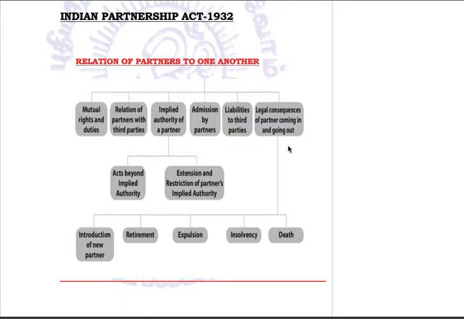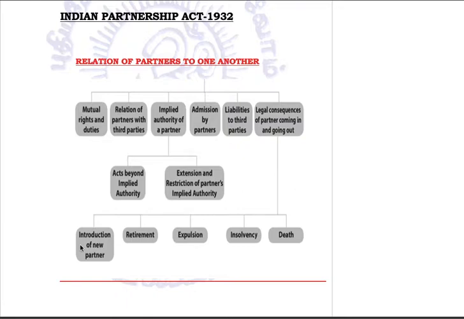Legal consequences of partners coming in and going out. Like we studied in the previous chapter, out of so many types of partners, two types are incoming partners and outgoing partners. So we will understand what the legal consequences are when a partner joins an already running partnership, or when a partner leaves a running partnership. Then it has five types of consequences.